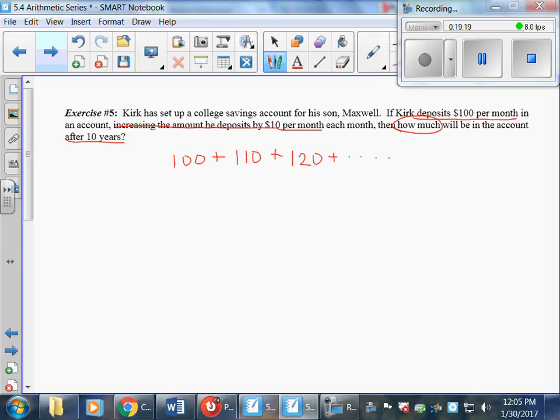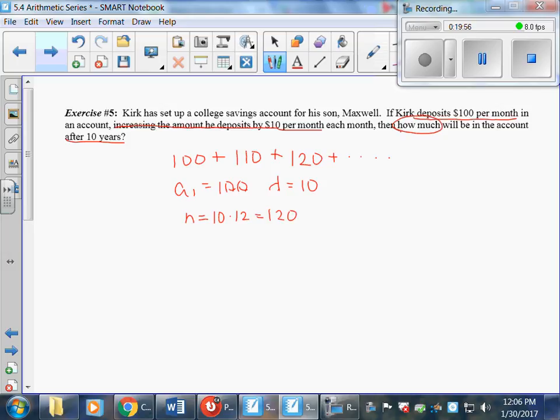The first thing we need to know is what a sub n is, because they're asking for the sum. We know that a sub 1 is 100. We know that our common difference is 10. Do we know what n is? Yes, we do. Because if we're saying 10 years, and there are 12 months in a year, then n is 120. So we do know what n is.